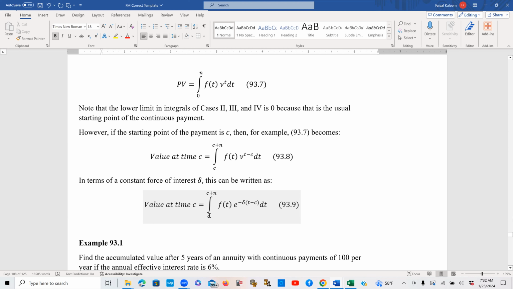So it's the integral from c to c plus n of the payment rate times e^(-delta times (t minus c)). Normally it's minus delta t if you are starting at time 0, but if you are starting at time c, then instead of t you have t minus c multiplied with delta. So that's the equation we will use.